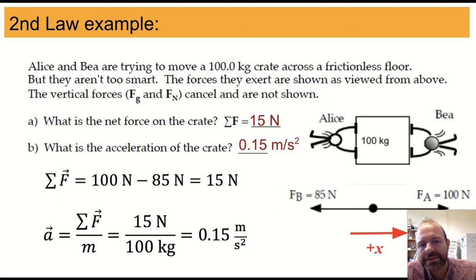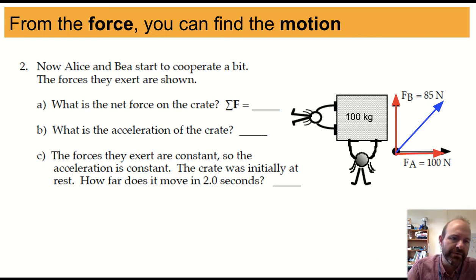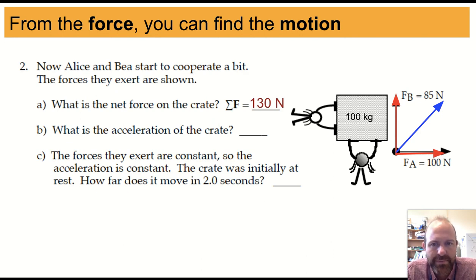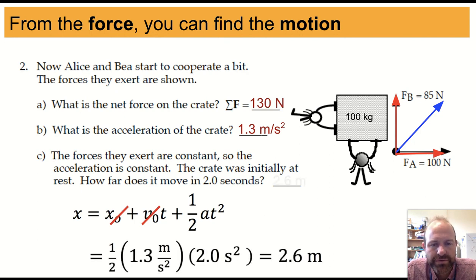There are actually 2 ways that we can go about solving Newton's second law problems. If you know the net force or can find it, then you can do a motion problem, a kinematics problem. So in this case, we've got 100 Newtons to the right and 85 Newtons up for a net force of 130 Newtons at some angle. We can use Newton's second law to find the acceleration of the 100 kilogram crate. That gives us 1.3 meters per second squared. And then we can use kinematics, if there's a constant acceleration, to find out that after 2 seconds, it has traveled 2.6 meters. That's starting with the force and finding the motion, but we can do the opposite.